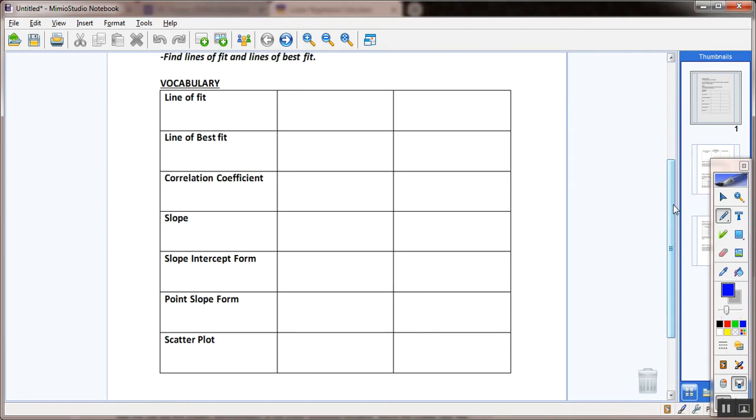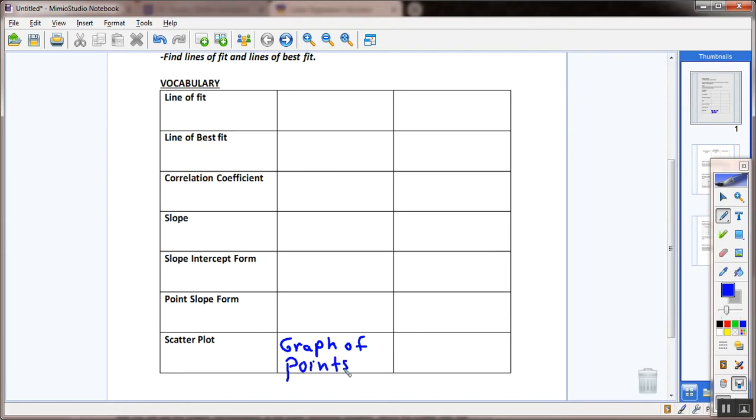Okay, so a line of fit. Anybody know what a line of fit is? All right. I'm going to kind of jump around here in the notes a little bit. How many of you have heard of a scatter plot before? What's a scatter plot? If you had to describe a scatter plot to me, what would you say? It's a graph of a bunch of... Yeah, I'm going to write this down here. Scatter plot is a graph of a... It's a graph of points.